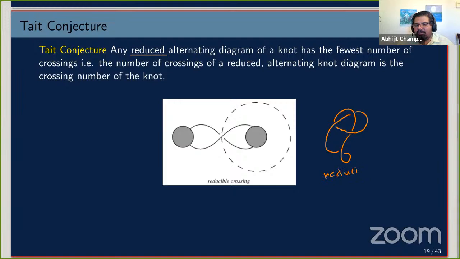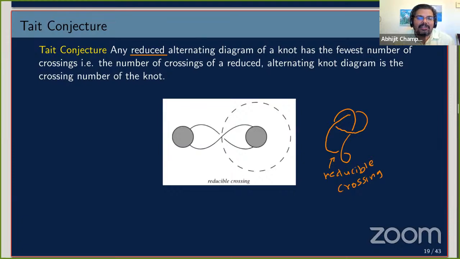If you have reducible crossings, it's just going to add up a bunch of crossings without really any significant knottedness. So you have to remove these reducible crossings. A reduced alternating diagram is a diagram which has no reducible crossings. And then the number of crossings is the crossing number of a knot.